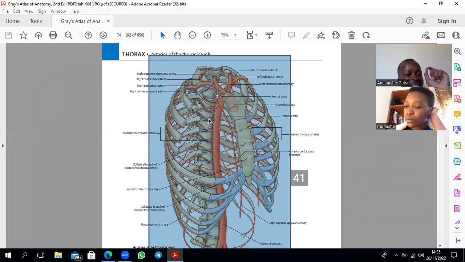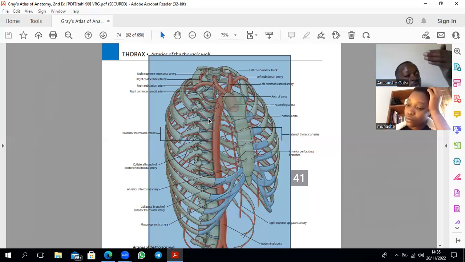For the anterior intercostal spaces, the blood supply is from the internal thoracic artery, which supplies the upper 6 only. When you get to the 6th intercostal space, it will divide into 2. I'll describe that when we go to the subclavians because it's a branch of the subclavian.